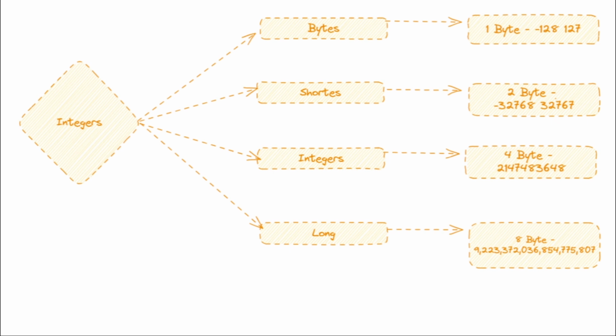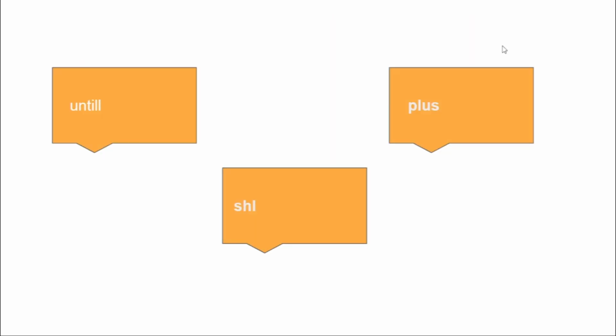There are some basic operations that you can perform on integer data type. Those are, first one is plus, if you want to perform the sum of two numbers. Second one is shift left, which is used to shift some bits of an integer toward the left side. Next one is until, which helps to define a range from one number to another number.